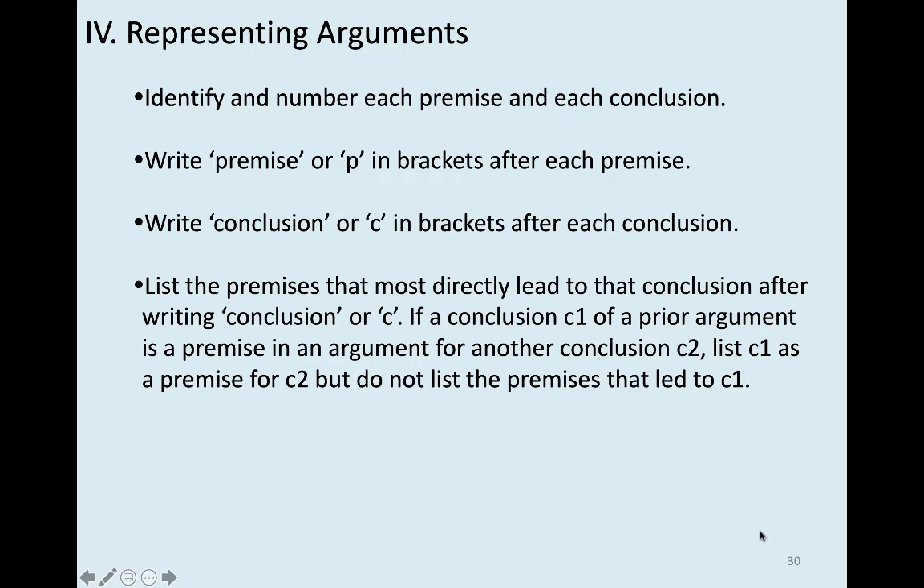If a conclusion C1 of a prior argument is a premise in a future argument for another conclusion C2, you would list that conclusion C1 as a premise for C2, but you wouldn't list the premises that led to conclusion C1. Now, I know that's abstract, but here's the basic idea. Suppose I say this. If I'm a duck, then I have feathers. I'm a duck, therefore I have feathers. If I have feathers, then I can fly. I have feathers, therefore I can fly.